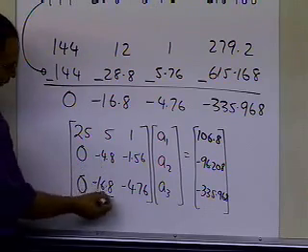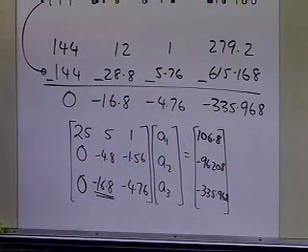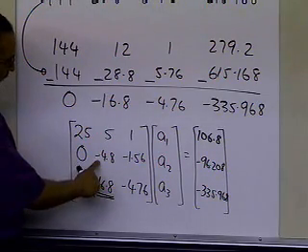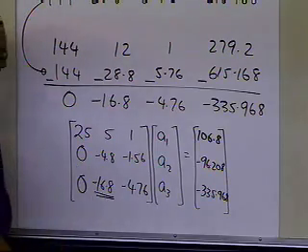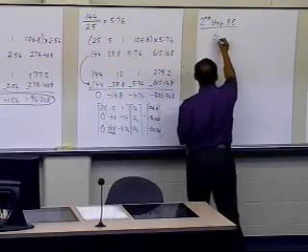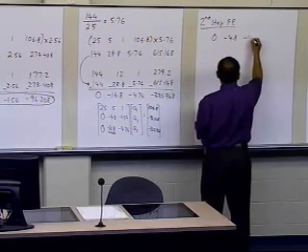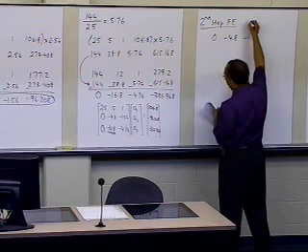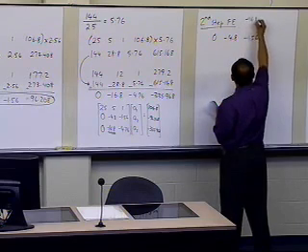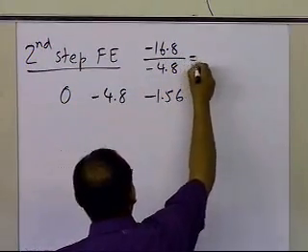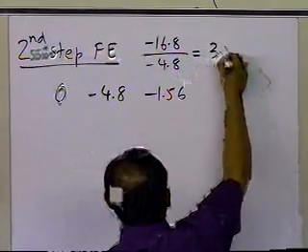Since there's only one element, that's the only one which we need to make 0. So what that means is that I have to divide this second equation by minus 4.8 and then multiply by minus 16.8 to get the multiplier so that I can do the subtraction and get this to be 0. Let me write down the multiplier first. The multiplier will be minus 16.8 divided by minus 4.8, and that turns out to be 3.5.